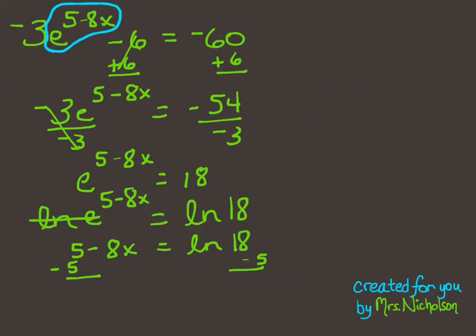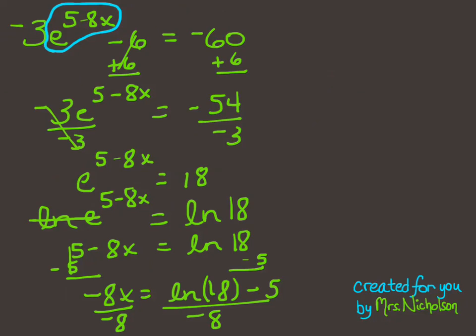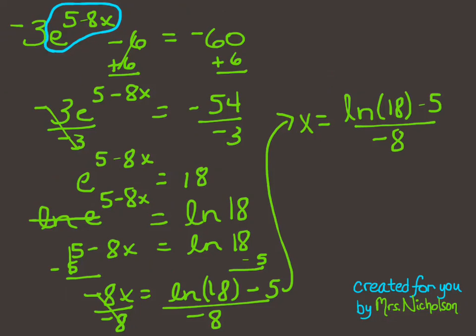I'm going to subtract 5. -8x is equal to, now be very careful here, we cannot subtract that 5 from the 18. The 18 is included with the natural log. So we need to just subtract 5 out on the end like this. Our final step would be to divide both sides by -8. We end up with x is equal to the natural log of 18 minus 5 divided by -8.